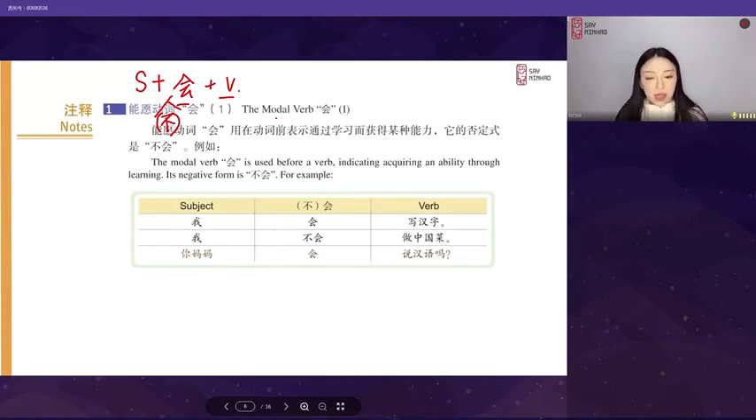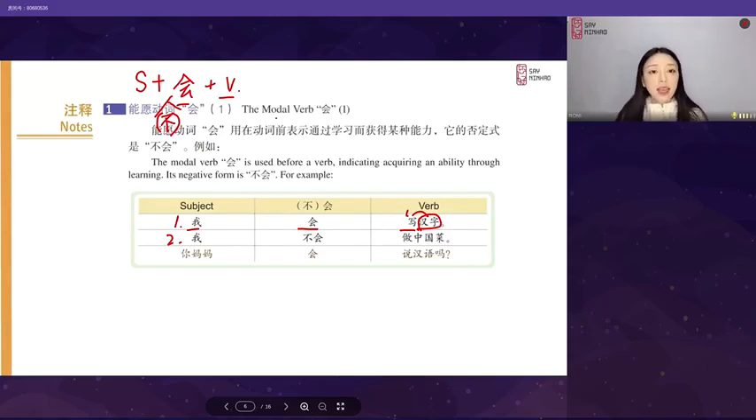Okay, now let's see the examples. First example here is 我会写汉字. I can write Chinese characters. 我 is the subject. 会 can. 写 means write, and 汉字 is the object for 写. I can write Chinese characters. Okay, let's see second example.